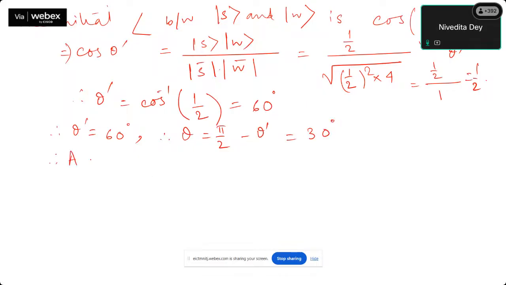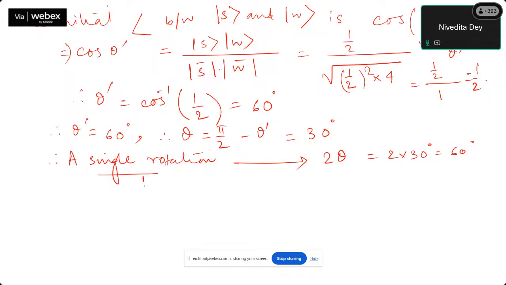Therefore, a single rotation will rotate it by 2 theta, that is 2 into 30 equal to 60 degree. And what was our objective? To align S to W. So the gap is basically 60 degree.